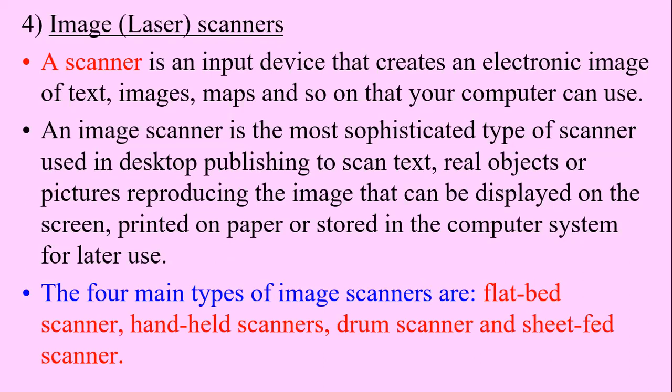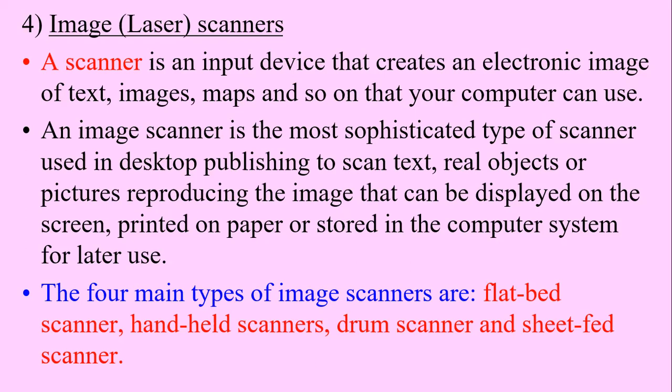Number 4, we have what we call image or laser scanners. A scanner is an input device that creates an electronic image of text, images, maps, and so on that your computer can use. An image scanner is the most sophisticated type of scanner used in desktop publishing to scan text, real objects, or pictures, reproducing the image that can be displayed on the screen, printed on paper, or stored in the computer system for later use.